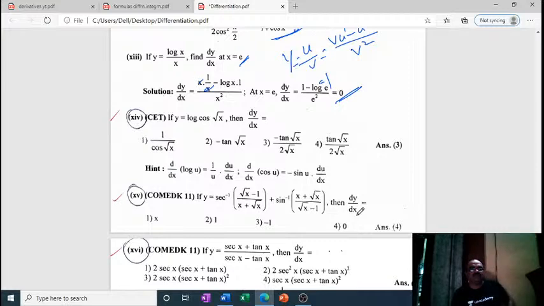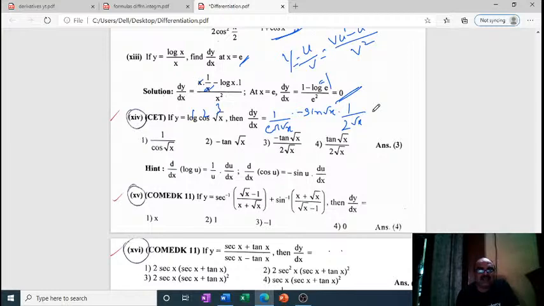Next, y equals log of cos root x. Y equals log of cos root x. 3 functions are here. Now, what is the derivative of log? 1 by cos of root x. What is the derivative of cos? Minus sine root x. What is the derivative of root x? 1 by 2 root x.